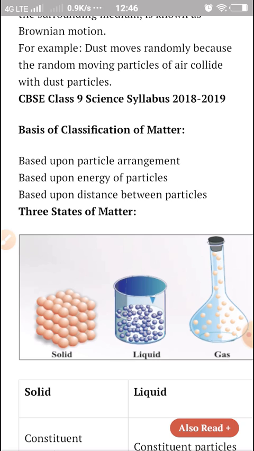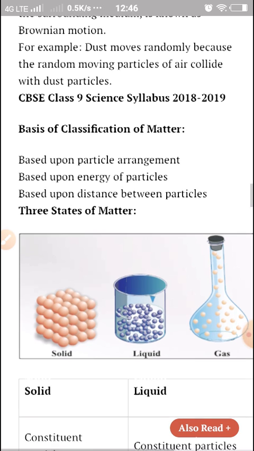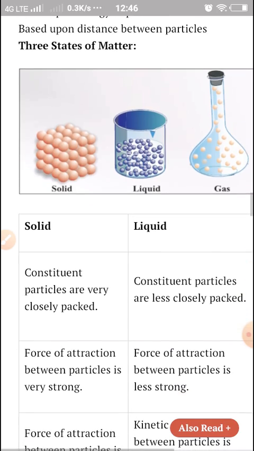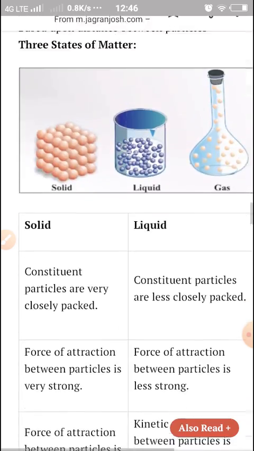Next we have gases. The gas moves wherever it finds space. If you close your hand, you can't see the gas, because the particles are not tightly tied, not even packed. Next we have solids and liquids.